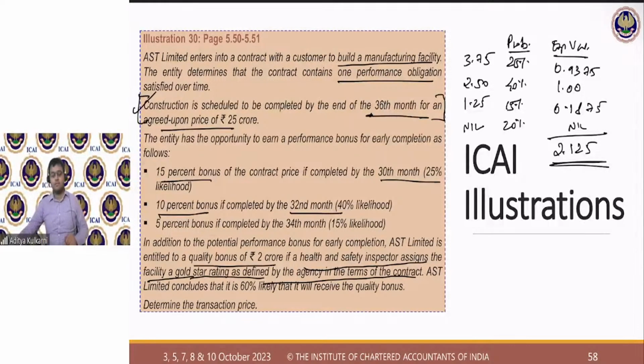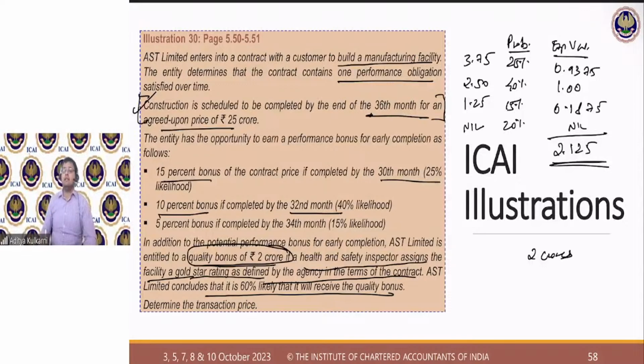Are we clear with this? Yes. The remaining 2 crore is a quality bonus if the health inspector gives certificate. So it is either 2 crores or nothing. This is either complied or not complied. Okay, so have they given what will happen? Concludes that it is 60% likely it will receive the quality bonus. So therefore, based on that, the variable consideration is 2 crores.